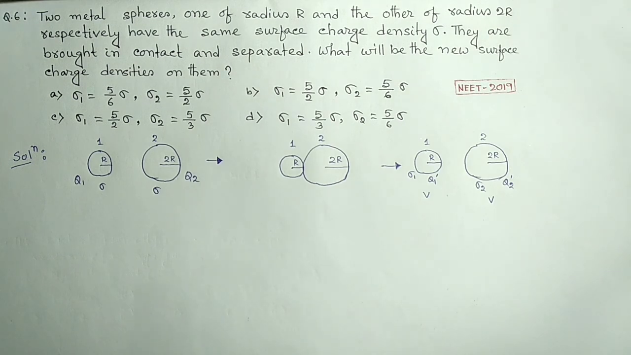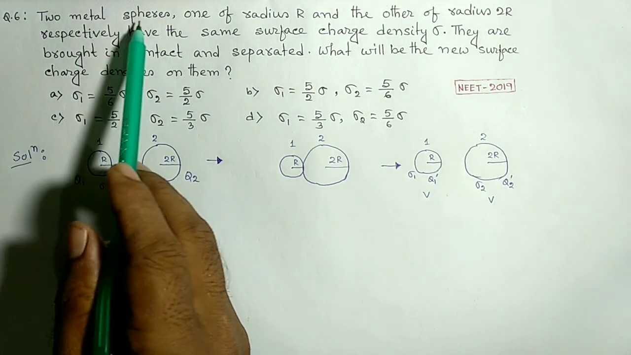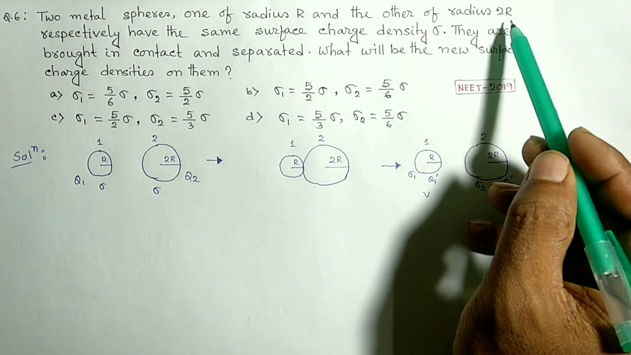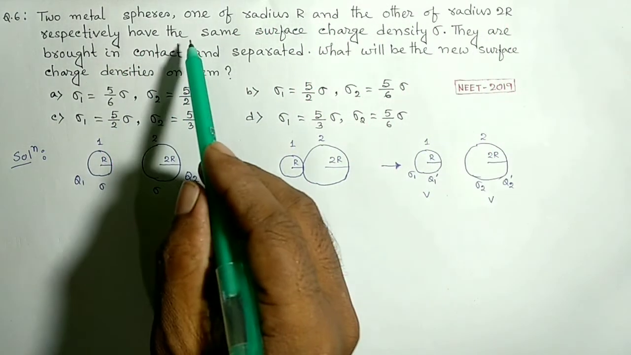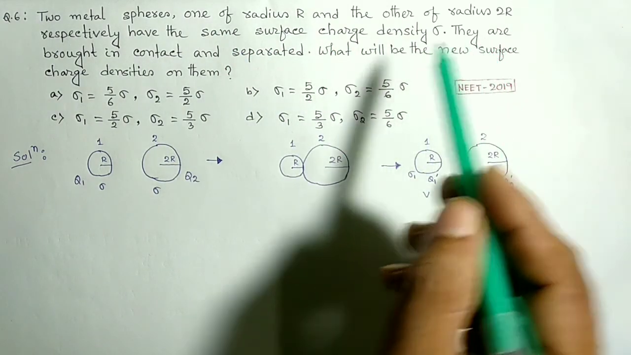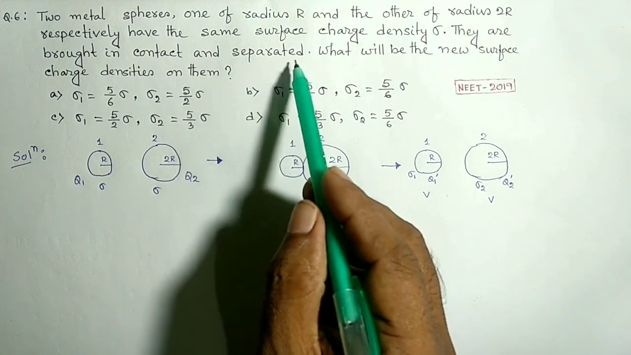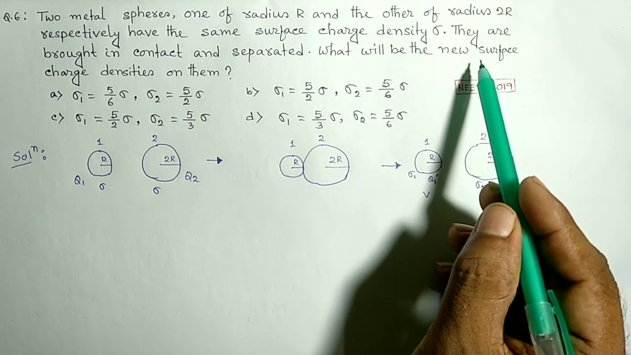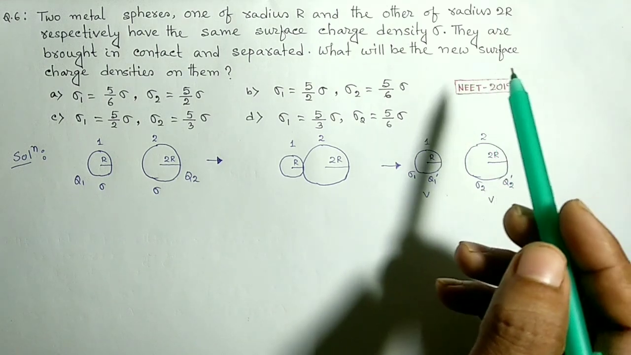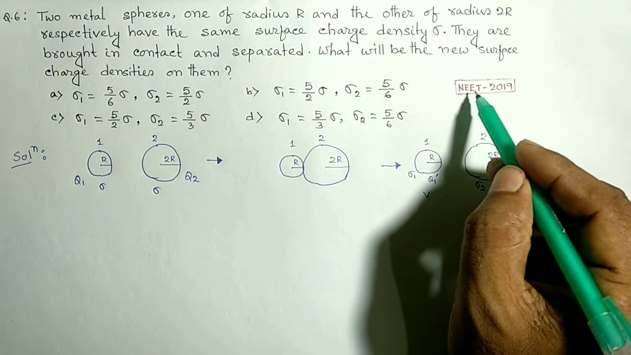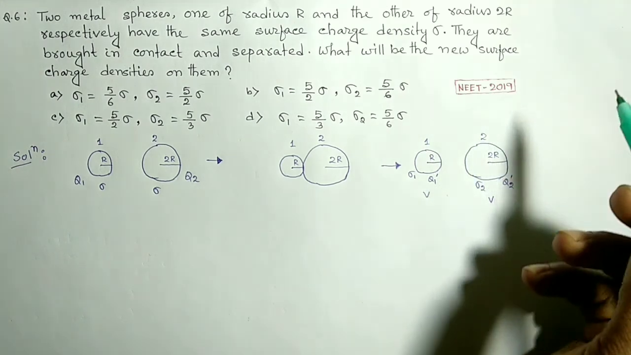Question number 6: two metal spheres, one of radius r and the other of radius 2r respectively, have the same surface charge density sigma. They are brought in contact and separated. What will be the new surface charge densities on them? Here are 4 options. The question was asked in NEET 2019.